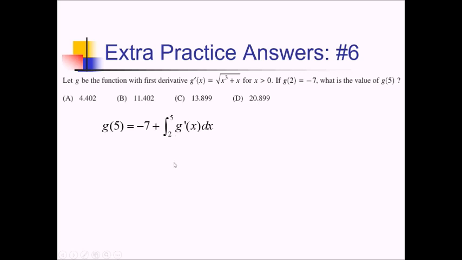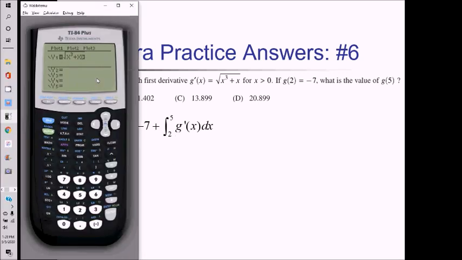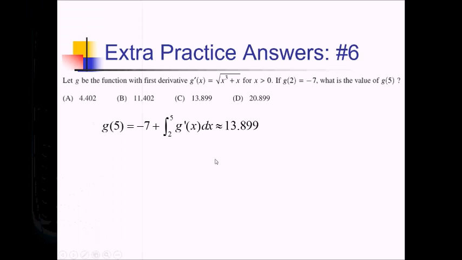And I'm going to do all of this on the calculator now. To start this process and make my life a little bit easier, I'm going to put g prime in as y1 on the calculator. And then quitting out of there, I'm going to do negative 7 plus math 9. So that gives me the integral from 2 to 5 of, let me do alpha trace y1 to get my g prime in there, and dx. Press enter. Comes out to about 13.899, which is one of the answer choices, choice C.